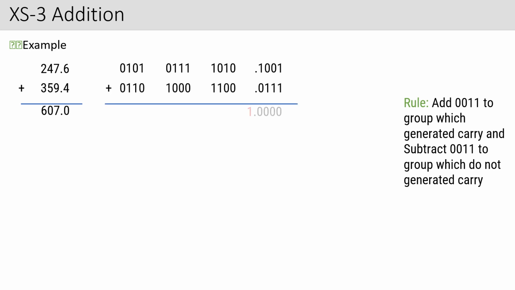Now you have to perform the addition. See what I'm doing. 1 plus 1 is 0, carry is 1. Again 1 plus 1 is 0, carry is 1. Again 1 plus 1 is 0, carry is 1. 1 plus 1 is 0, carry is 1. So this carry I am writing before the point.